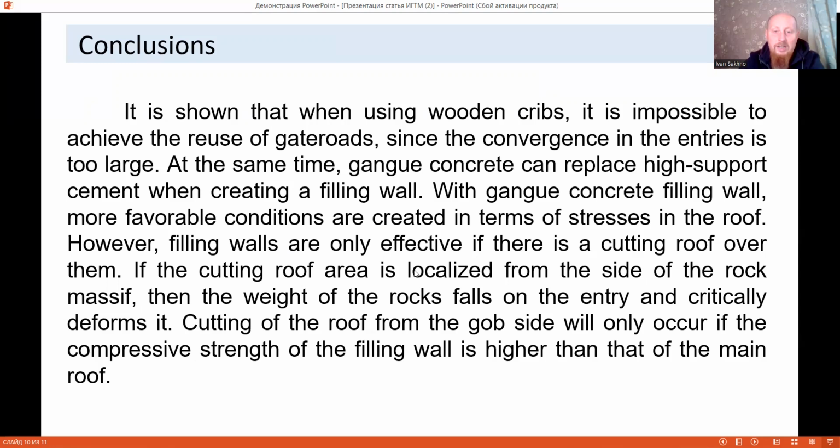If the roof cutting area is localized on the side of the rock massif, then the weight of the rock falls on the entry and critically deforms it. Cutting of the roof from the gobside will only occur if the compressive strength of the filling wall is higher than that of the main roof.